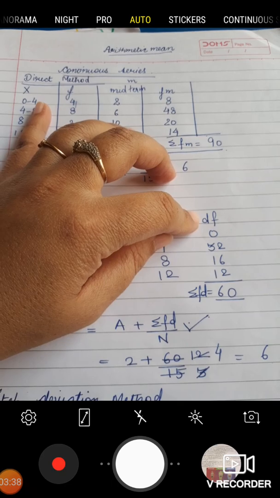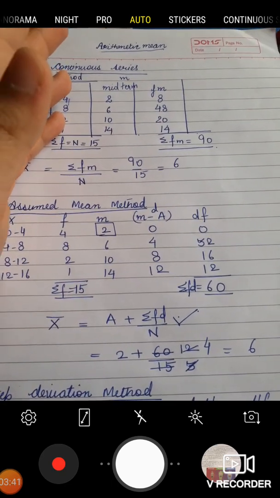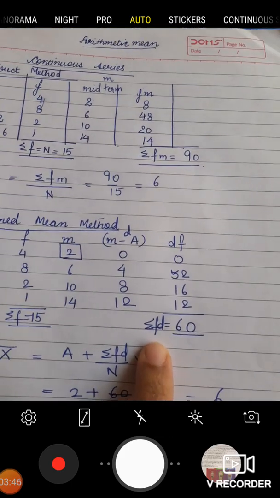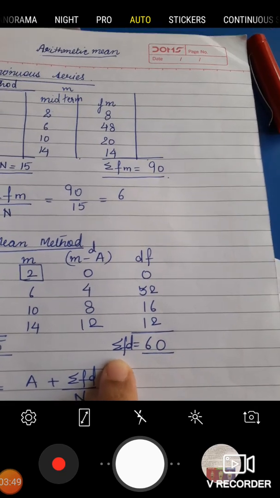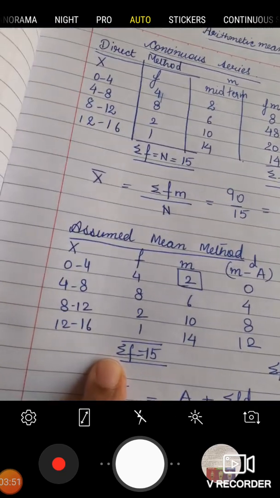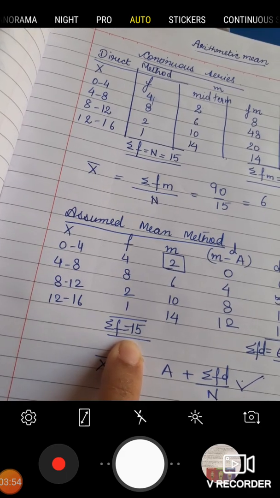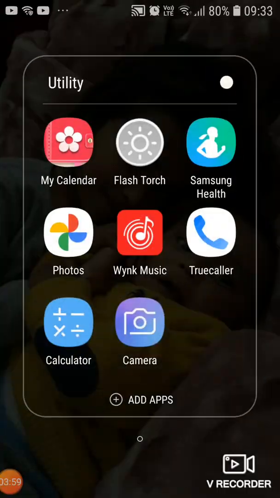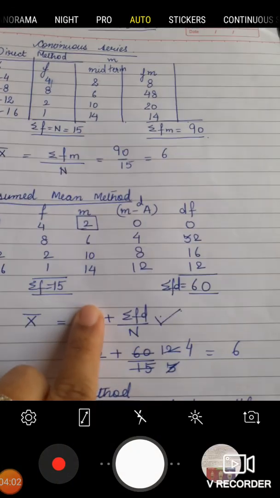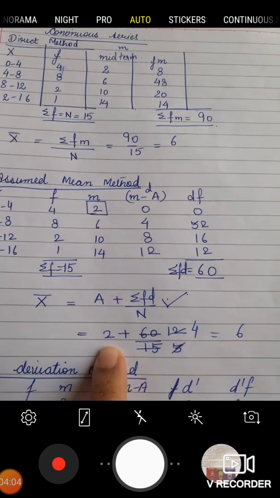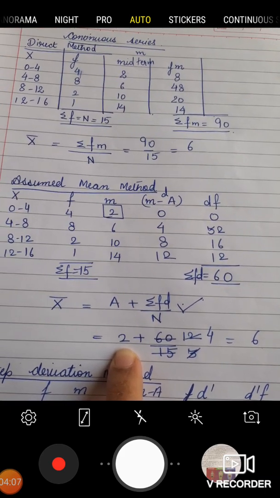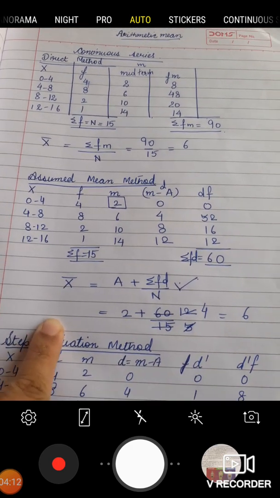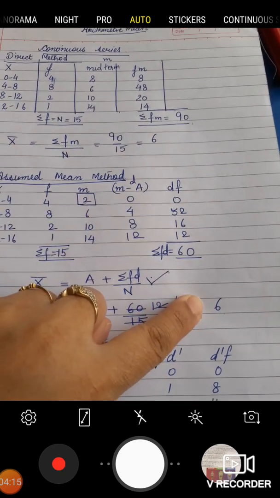The column heading, df or fd, is the same thing. Don't misinterpret it. fd is the same as df; I can write it any way. So the summation of this column is 60. The summation of the frequency column, summation f, is 15, also known as n. I put the formula: a plus summation fd upon n. I put the value of a as 2, and here 60 by 15. I got 6. Again I got the arithmetic mean as 6, as I got previously.